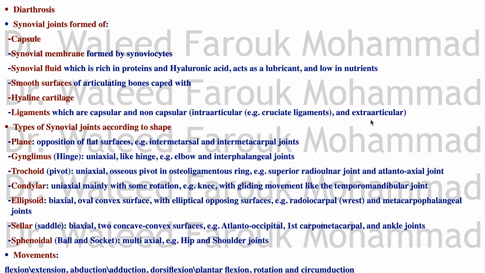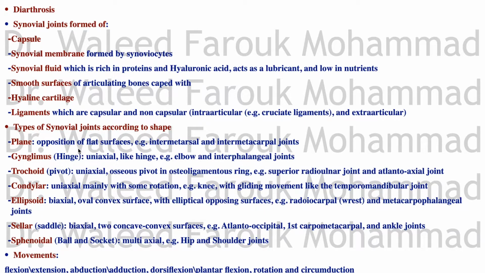Extra-articular ligaments means ligaments outside the joints, like the medial and lateral ligaments of the knee joint, of the wrist joint, of the elbow joint, etc. Now, there's a classification for synovial joints according to their shape, the shape of the articular surfaces, of course.